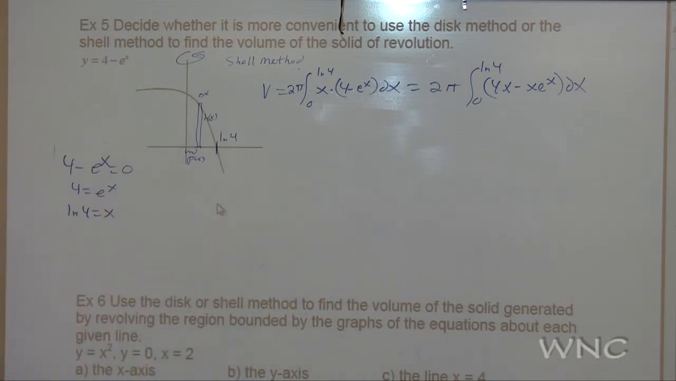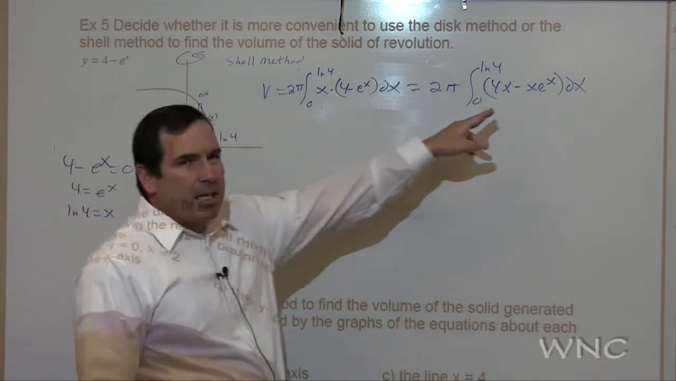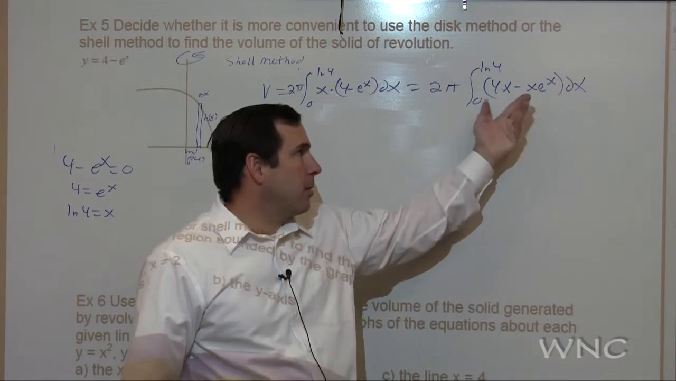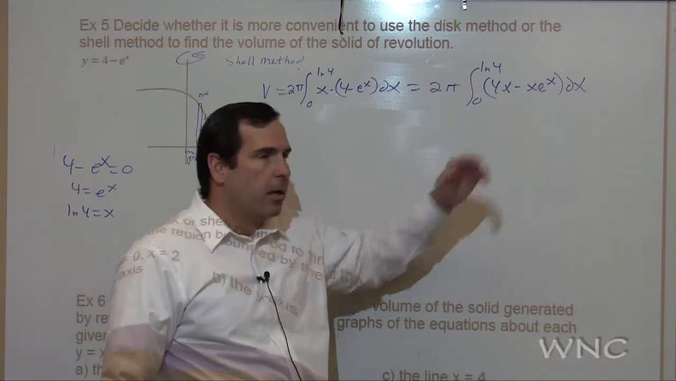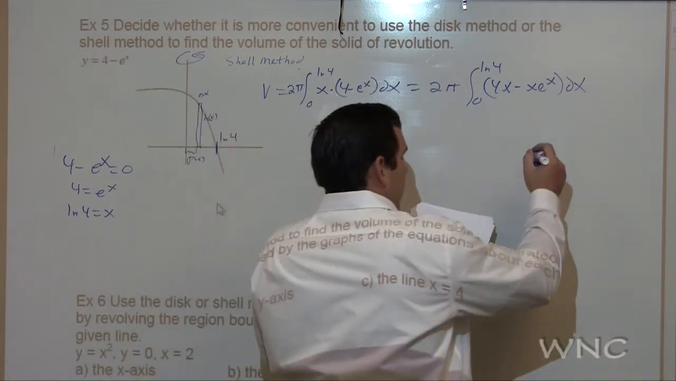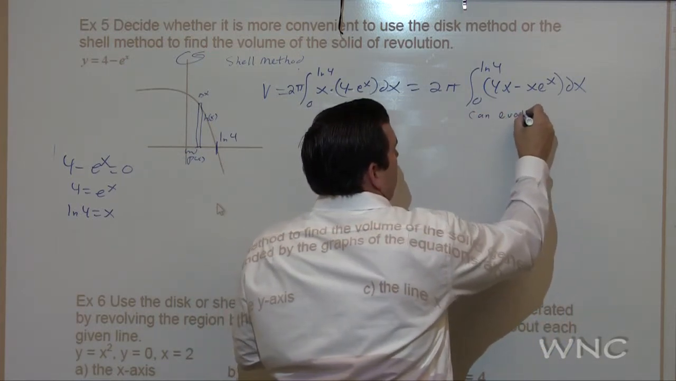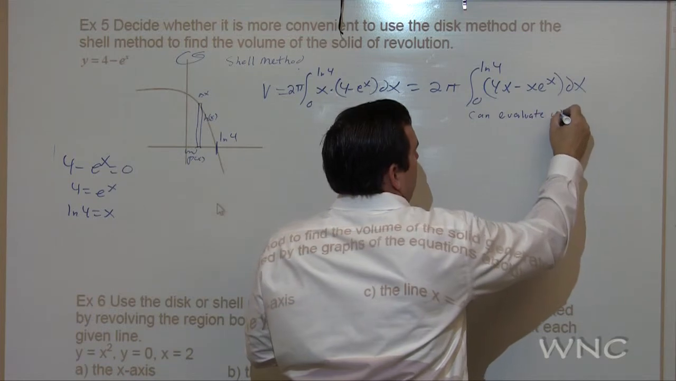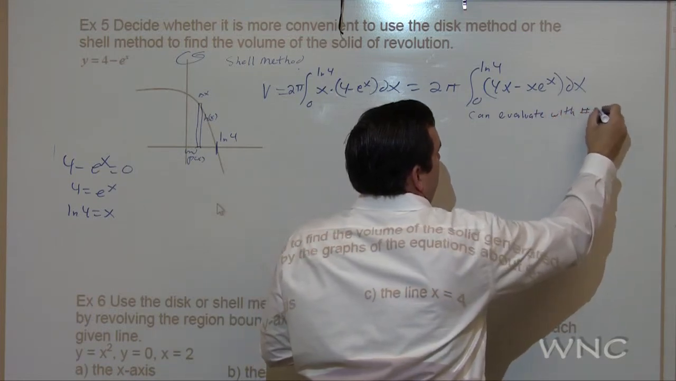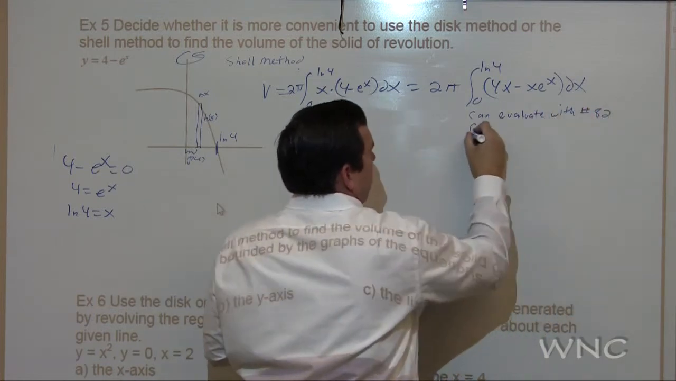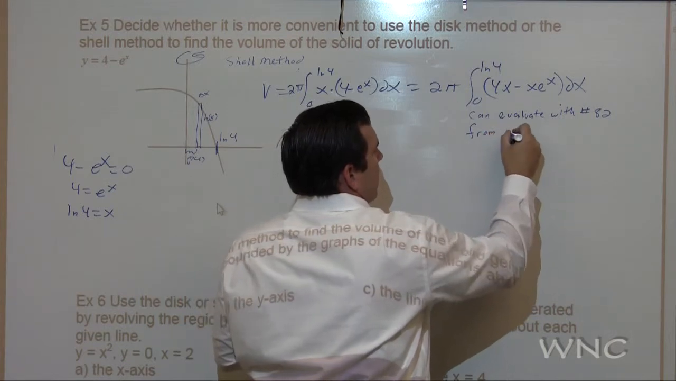So that integration, that is possible. This x e to the x is going to be a little bit tough. You could do integration by parts for that, or number 82 from the integration table in the book.